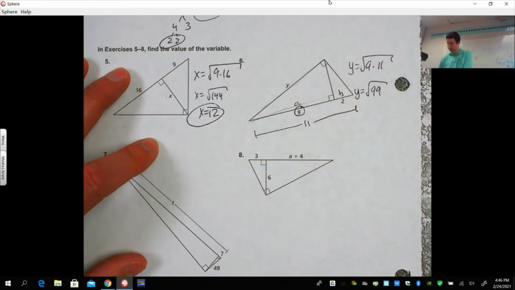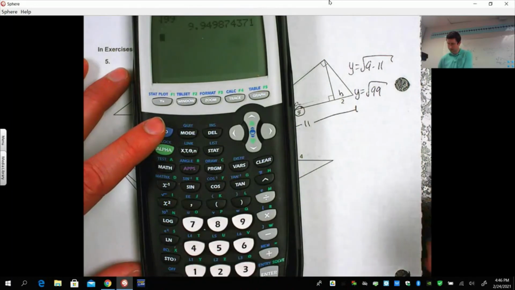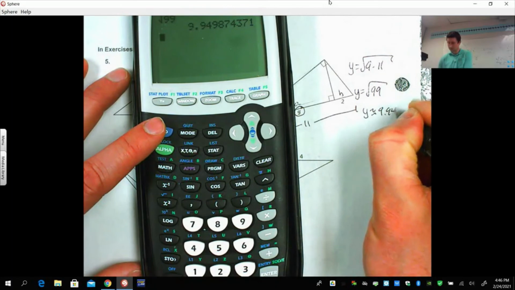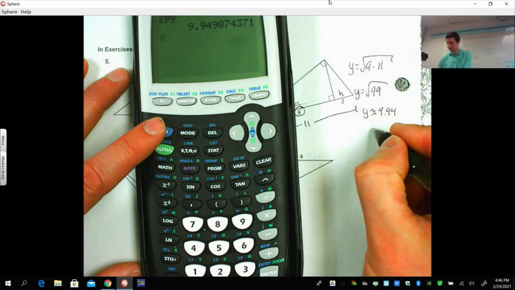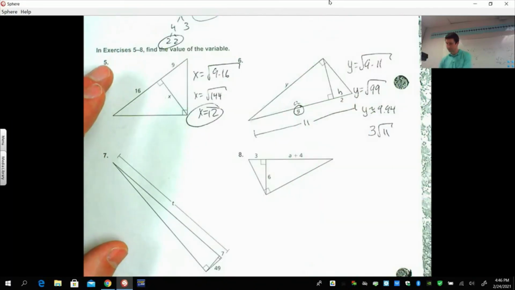I think a lot of times they will want the decimal, 9.94. If they want the exact answer, that's going to end up being 3 root 11. 9 has 2 3's in it.